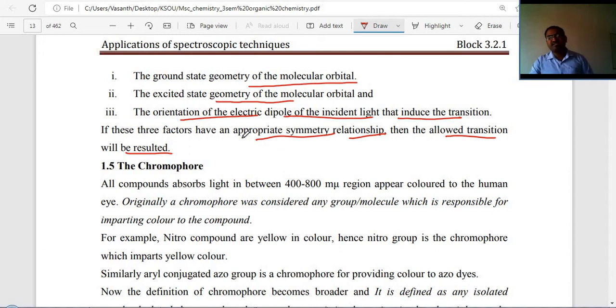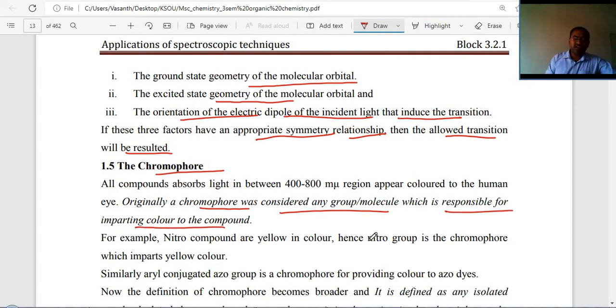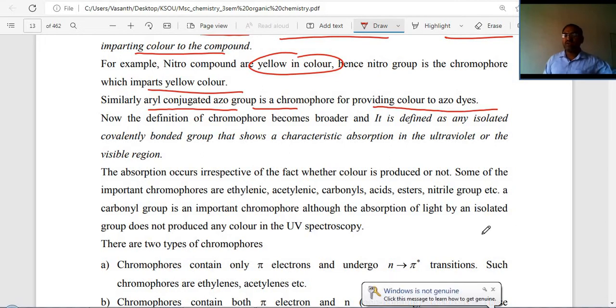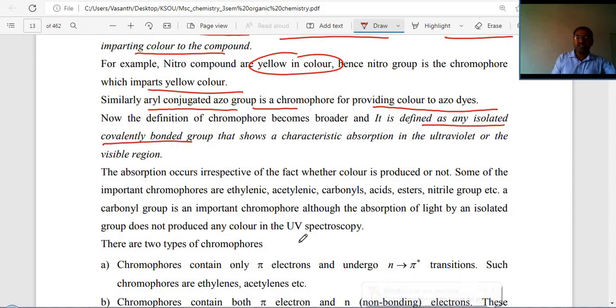Next, we discuss the concept of chromophore. Originally a chromophore was considered any group or molecule responsible for imparting color to the compound. For example, a nitro compound is yellow in color. The nitro group is the chromophore which imparts the yellow color. The aryl conjugated azo group is a chromophore providing color to azo dyes. By definition, it is any isolated covalently bonded group that shows a characteristic absorption in the ultraviolet or visible region.